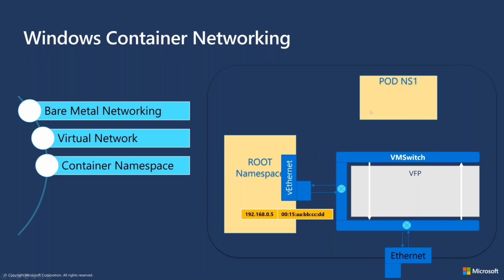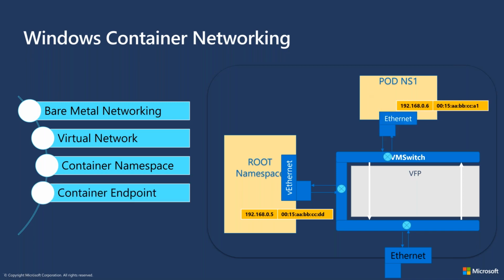A container namespace is basically creating a network namespace on the host, in this case a TCP/IP network compartment. A container endpoint is creating another host vNIC or a VM NIC specific to that container, and then connecting it to the network namespace and also binding it to the corresponding switch port in the vSwitch. The container by itself will have its own IP and MAC.